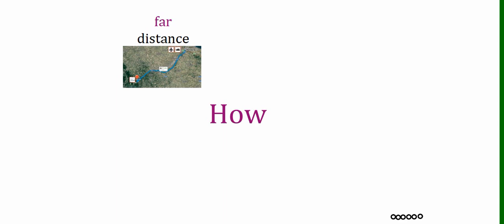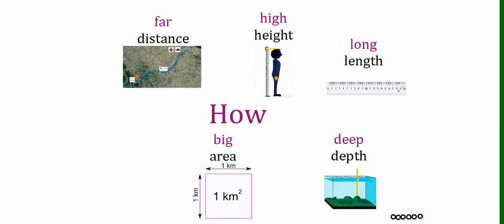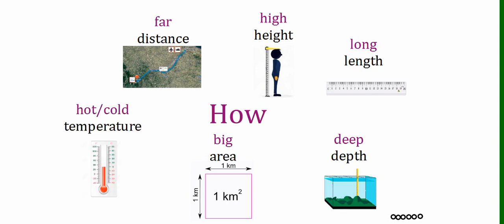So the girls used lots of how questions that we haven't seen before. And the how questions that we're going to study today are how far for distance, how high for height, how long for length, how deep for depth, how big for area, and how hot or cold for temperature.